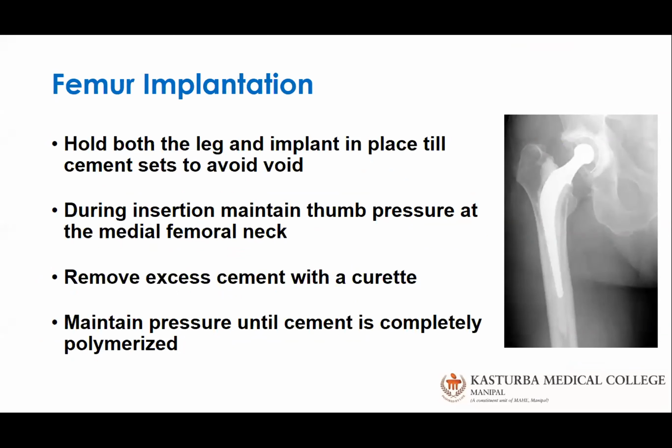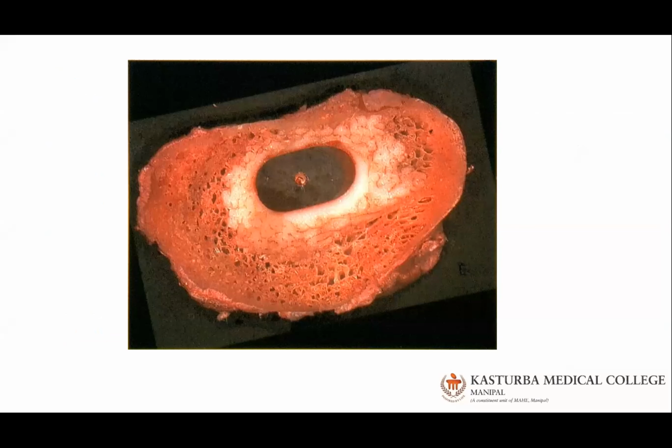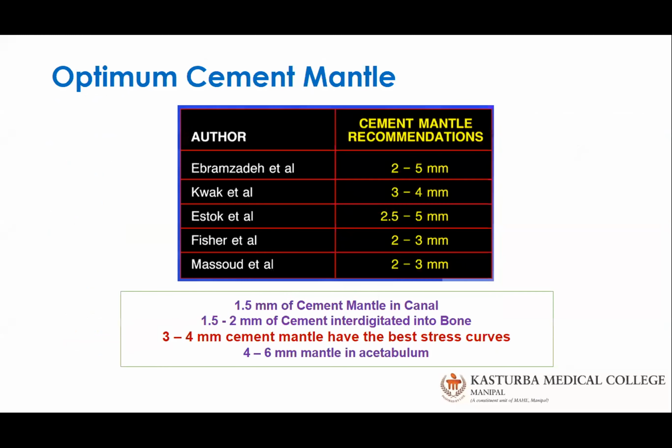And you hold the stem with the stem holder and maintain the version till the cement hardens, after removing excessive cement with the help of a curette. And this is what you want when you do cementing: interdigitation, interlocking between the pores in the bone and the cement. What's the thickness of the cement? Ideally, a 3 to 4 millimeter cement mantle has the best stress curves.